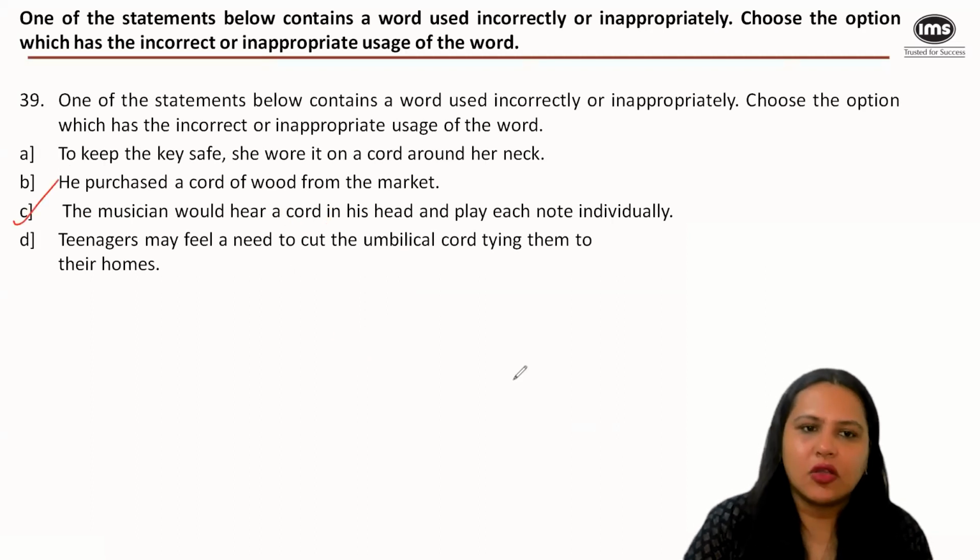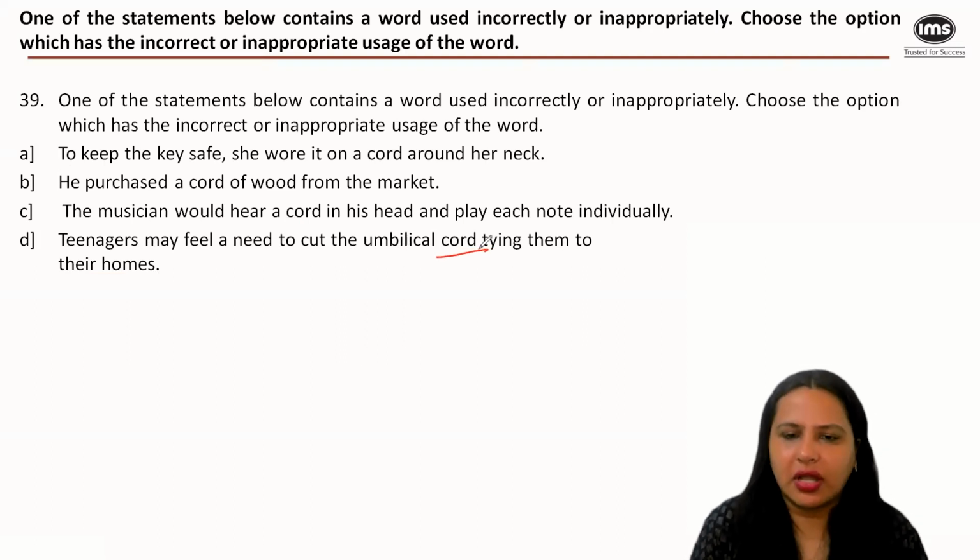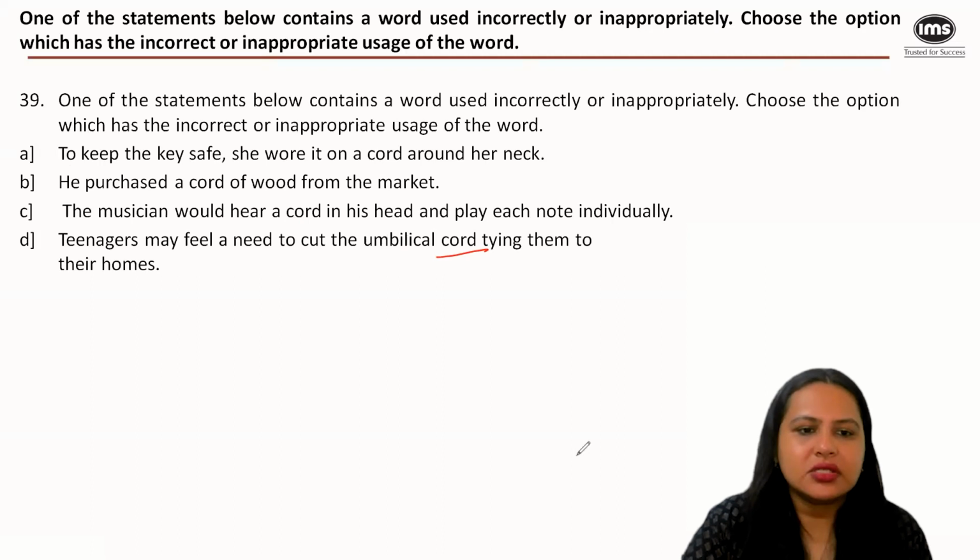Let's read sentence D also. Teenagers may feel a need to cut the umbilical cord tying them to their homes, right? So this one is again talking about that wire or a string kind of thing. So this is also correct. The correct answer is option C, where the incorrect usage is mentioned.